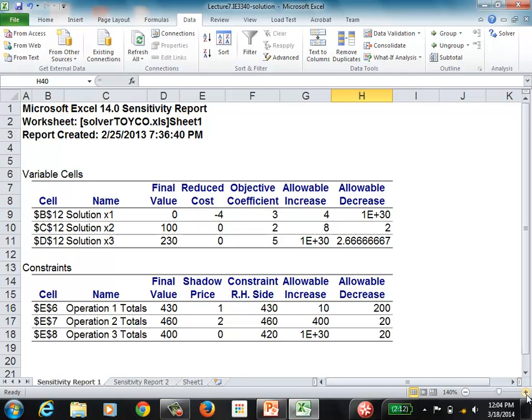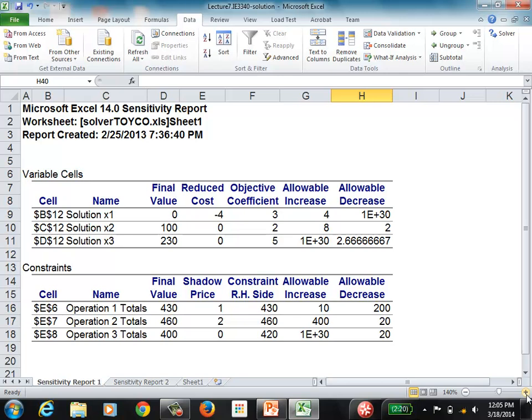So using these values, your right-hand side, your allowable increase and your allowable decrease, you can generate your feasibility range. What you're going to do is, the upper bound is this plus this, 140, and your lower bound is this minus this. One more time, your upper bound is this plus this, lower bound is this minus this. So this is for the dual price, and this is for the reduced cost.